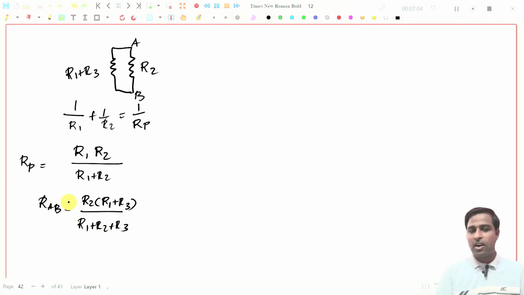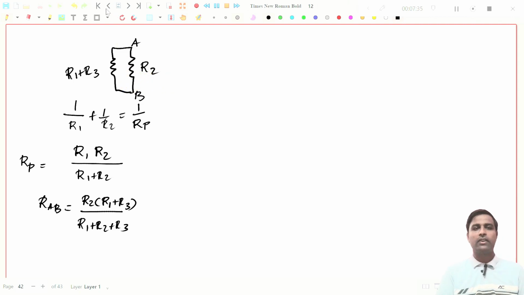This should be RAB. So how can you write this? Simply you add these two resistors and write it in the denominator. You multiply these two resistors and put it in the numerator. That is the simplified way to write parallel connected resistors, right? You add two resistors and put it in the denominator, and you multiply these two resistors and put it in the numerator. That will be the final equivalent resistance for resistors connected in parallel.